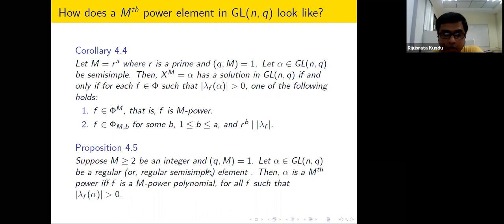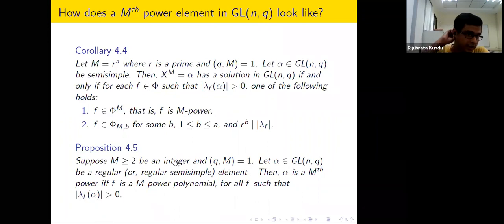Suppose alpha belongs to Gn q is regular or regular semisimple. Then alpha is an mth power if and only if f is an m-th power polynomial for all f such that lambda mod lambda f alpha is greater than 0. So we just need that f is an m-th power polynomial, and that will ensure that a regular element will have an mth root. Now you can clearly see that I have not written it as a corollary of the previous theorem, because here that prime power condition is not there at all. So this is an independent proposition of its own.